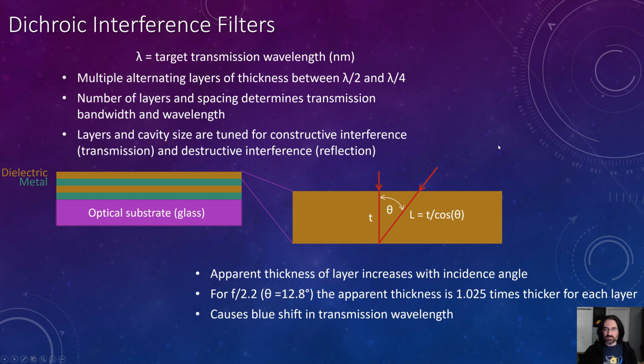As our light comes in at a different angle, that changes the apparent thickness of this filter that has been tuned to enable specific wavelength transmission based on these interferences. So the interference is changed as a result of the incidence angle. For example, when we're looking at f2.2 imaging, that theta is at about 12.8 degrees, which results in a thickness that is about 1.025 times thicker for each layer. The result of this is what is known as a blue shift in the transmission wavelength.